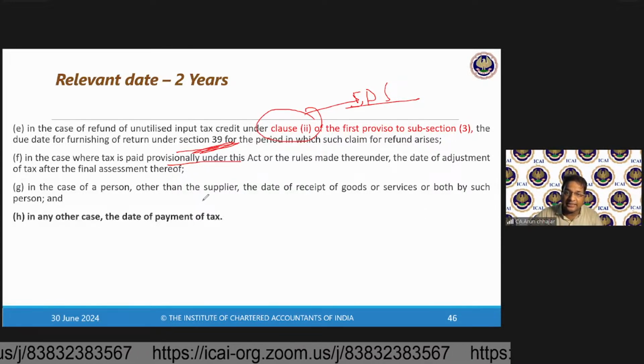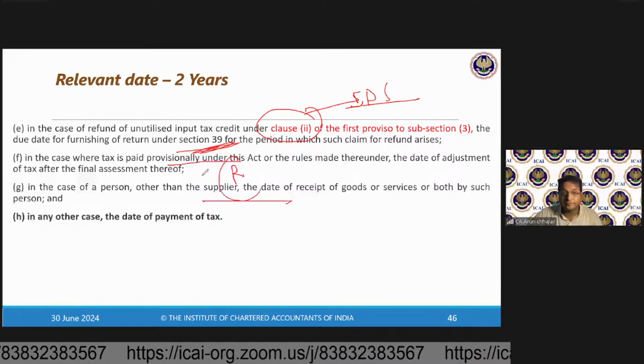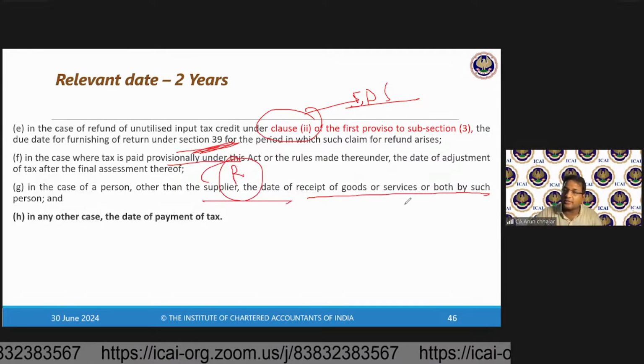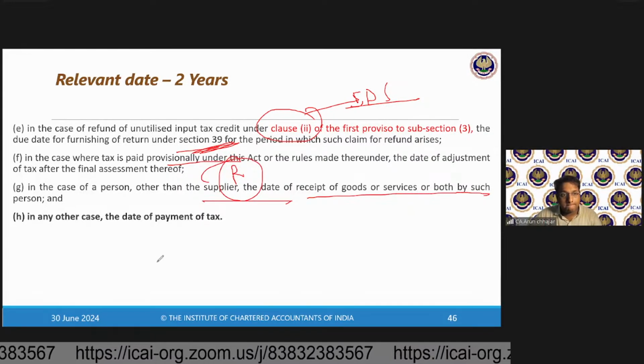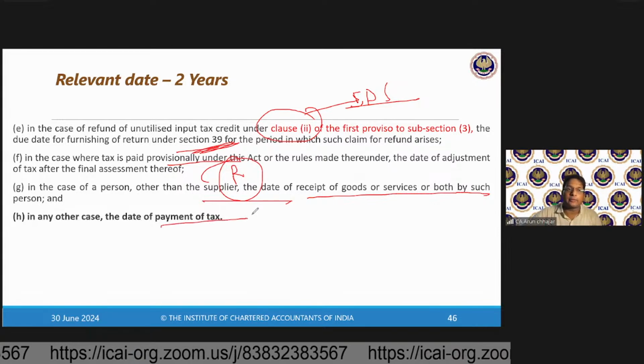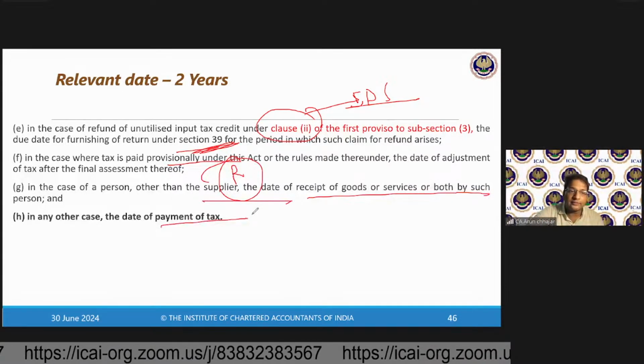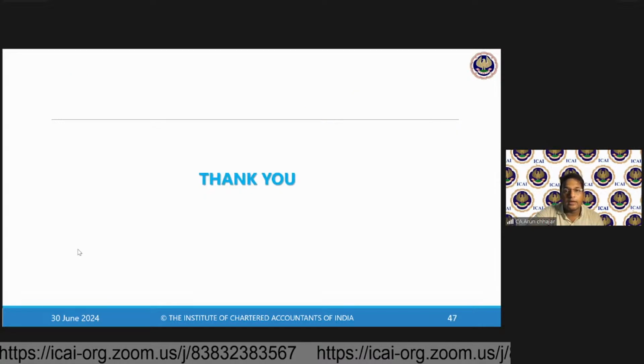In case of a person other than the supplier, it means the recipient, the date of the receipt of the goods or services by that person. In any other case, the date of the payment. So these are the categories of the relevant date. I hope it is clear. Now let's move to the next chapter, but first take a break of 10 minutes. We will resume at 7:15 and we'll start another topic. We have multiple topics, so we will start the next topic after the break of 10 minutes.